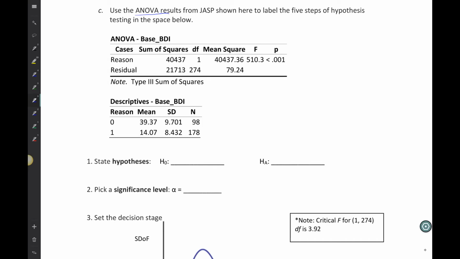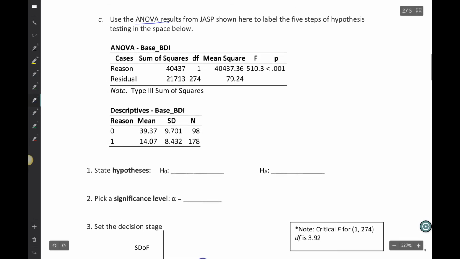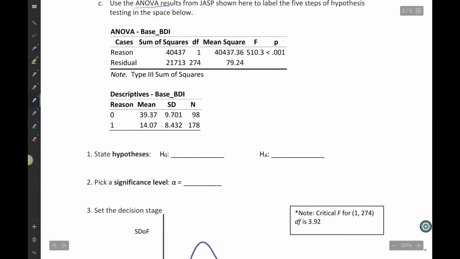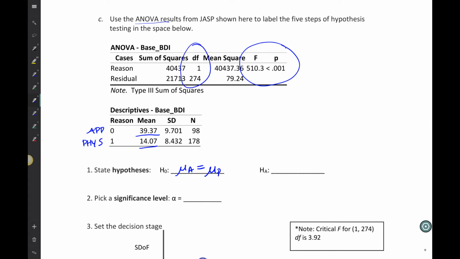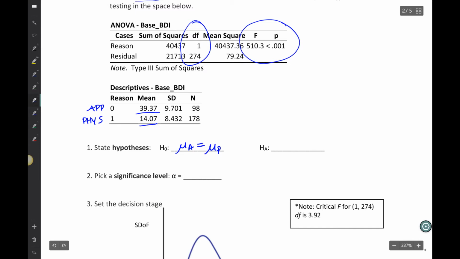So here is our ANOVA result from JASP that I would like you to use to label the 5 steps of hypothesis testing in the space below. So for this first part, these are actually going to be, again, the same as the ones from above because we're still just talking about the same 2 groups. We've got the appearance group and the physical group, their depression scores, and our results of our ANOVA. So if this is the null, I want you to think about and write in what is the alternative. It'll be the same as previous.